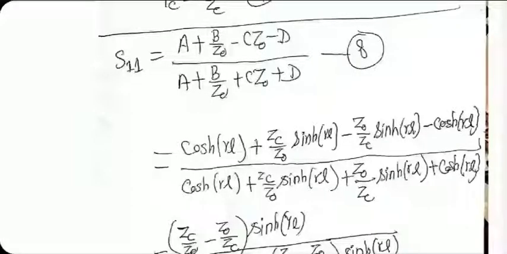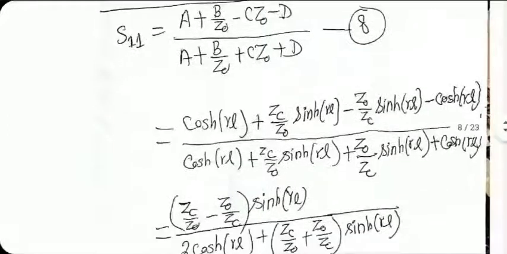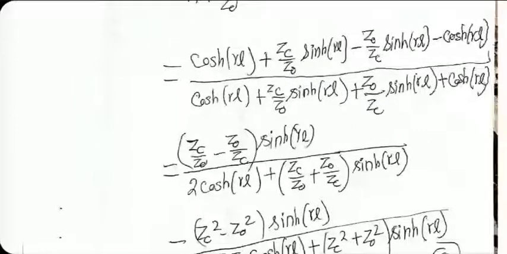Now, this can be simplified a little bit at least. First of all, in the numerator, cosh gamma L cancels out. Sinh gamma L can be taken out, and within the parenthesis, you get ZC divided by Z0 minus Z0 divided by ZC. And in the bottom also, 2 cosh functions add up, and sinh gamma L comes out, and within parenthesis you get ZC divided by Z0 plus Z0 divided by ZC. You can leave it here. That is also a valid answer.